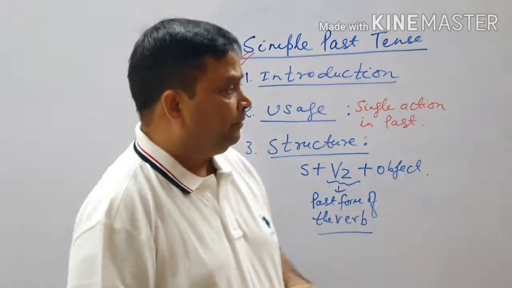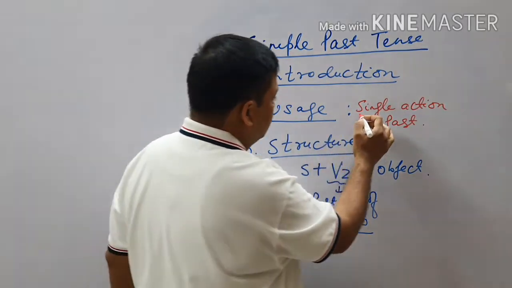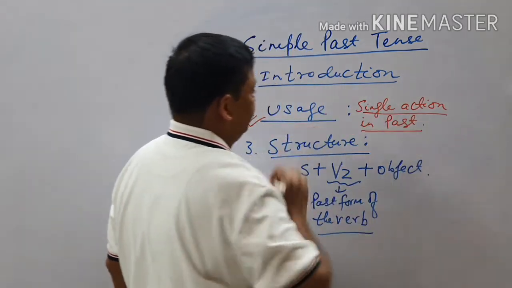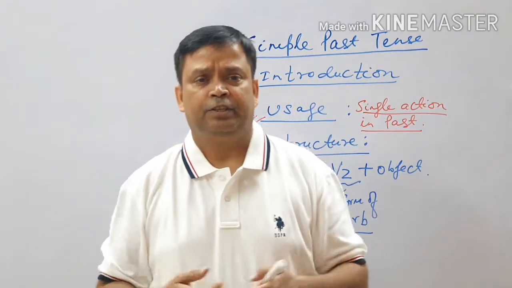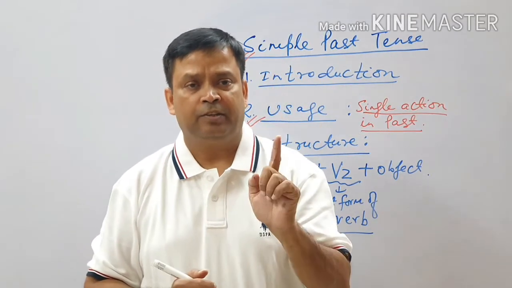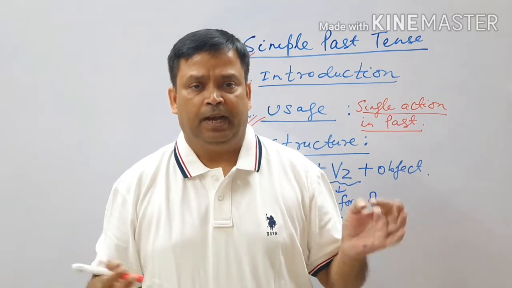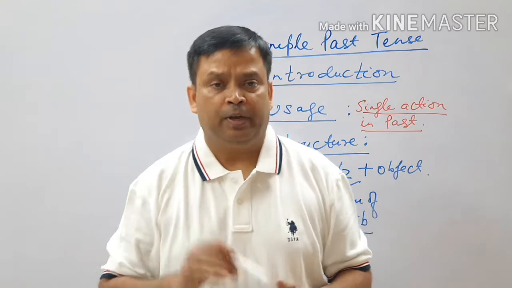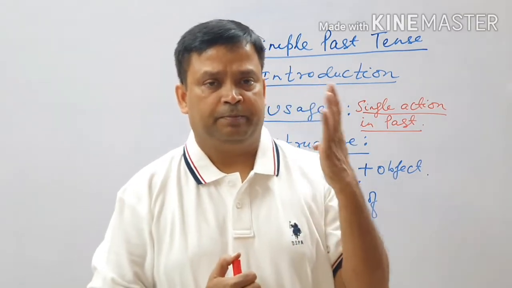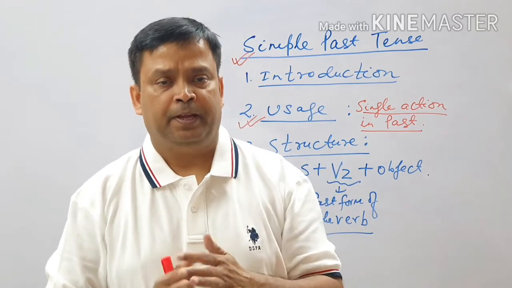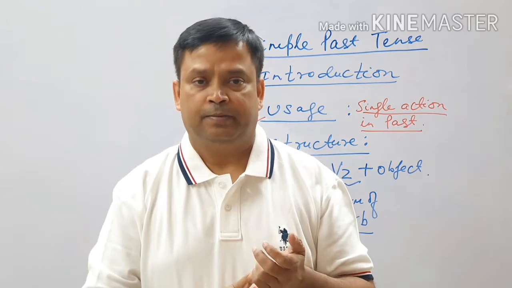That means if you talk about the usage, you can see a single action in past. Or you can just get it in this easy way: if there is one action which took place in past, this is simple past. As simple as that. Out of 12 subtenses of tense, 4 in present, 4 in past and 4 in future, let me tell you, this is the easiest of all 12 tenses.